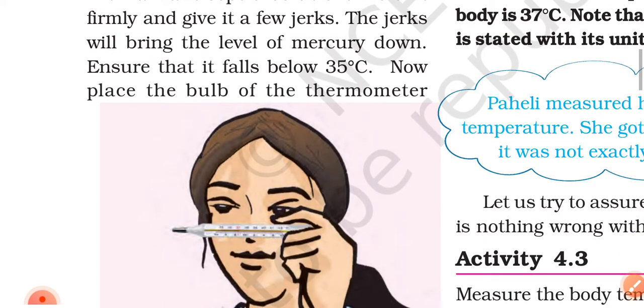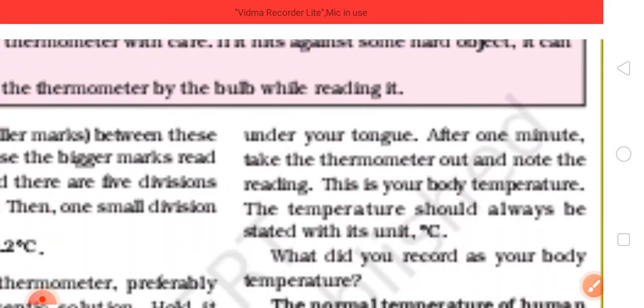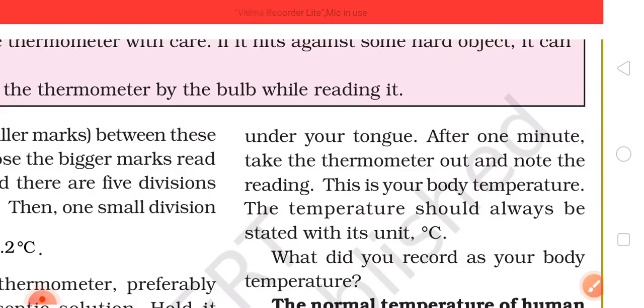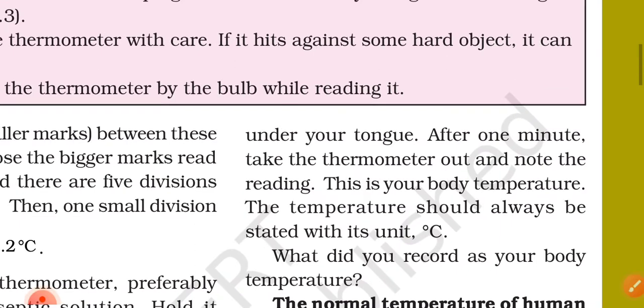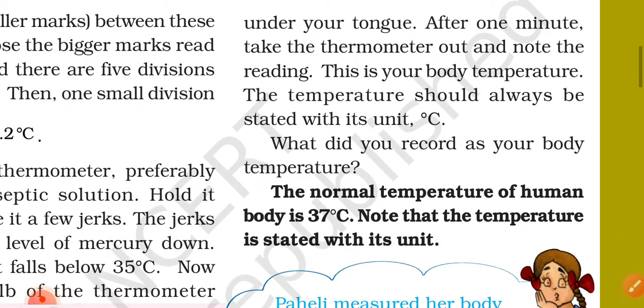Now place the bulb of the thermometer under your tongue. After 1 minute, take the thermometer out and note the reading. This is your body temperature. The temperature should always be stated with its unit, degree C.